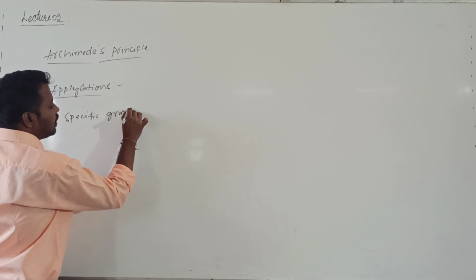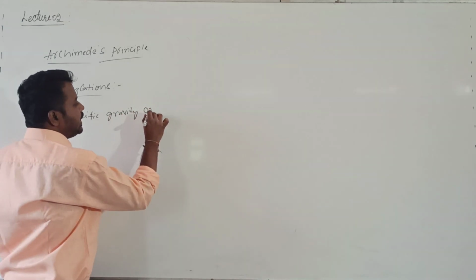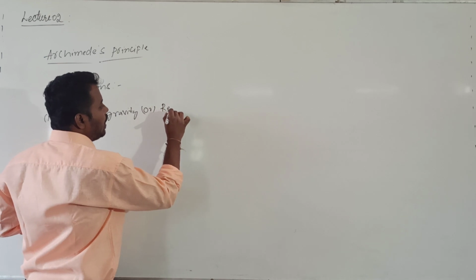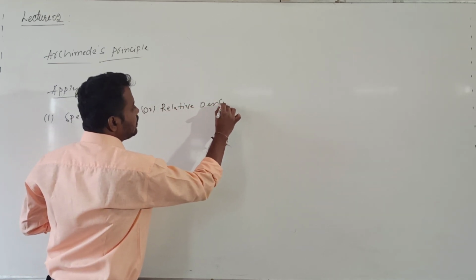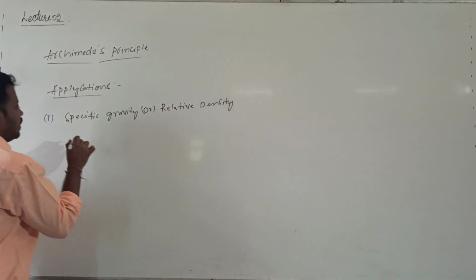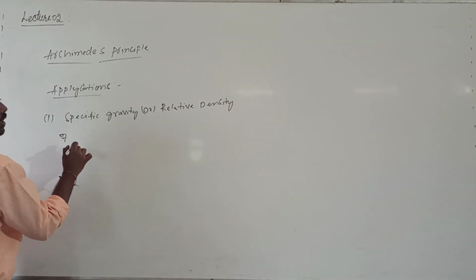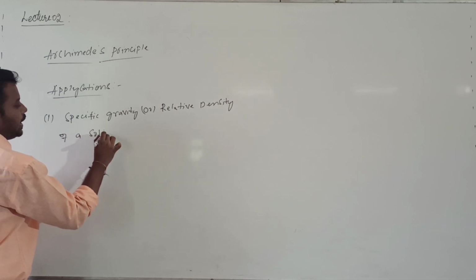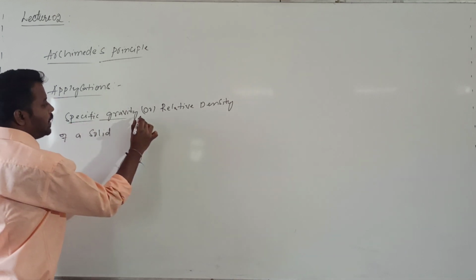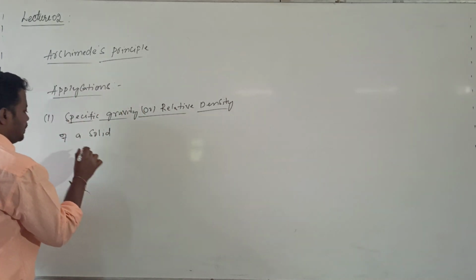The first application is, we can find out the specific gravity or relative density of a solid. The specific gravity is also called the relative density of a solid, and it can be determined by using this Archimedes principle. This is the first application.